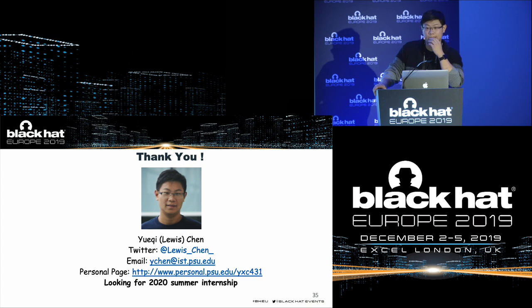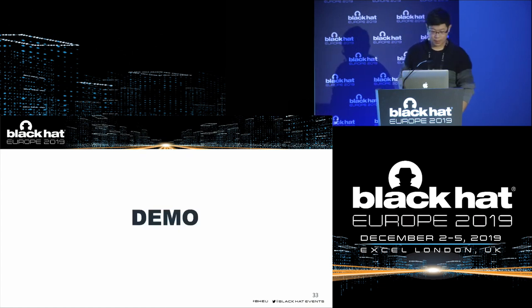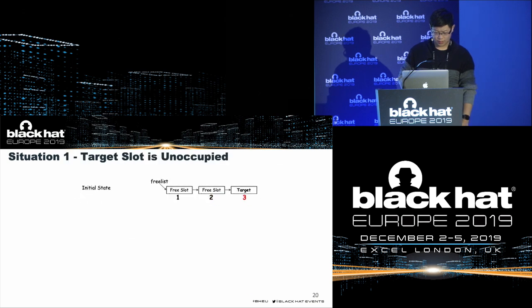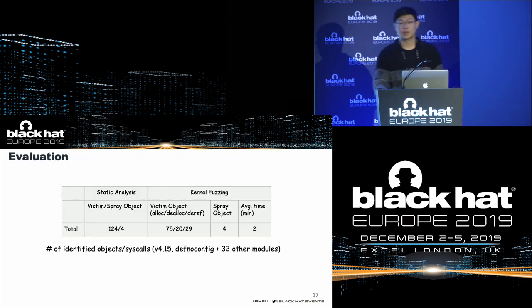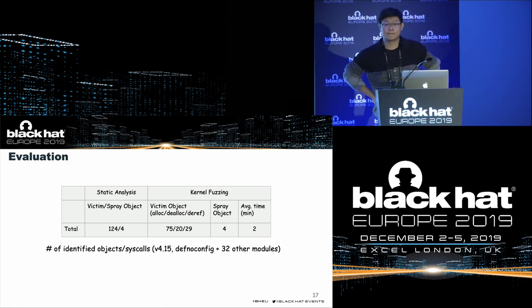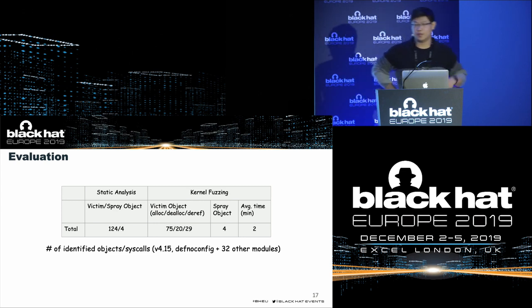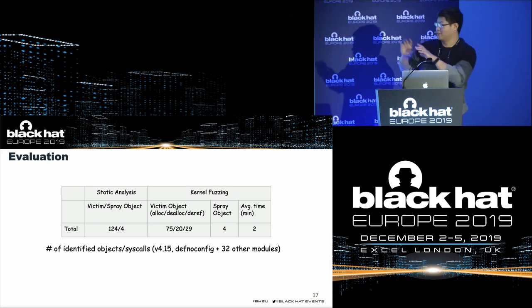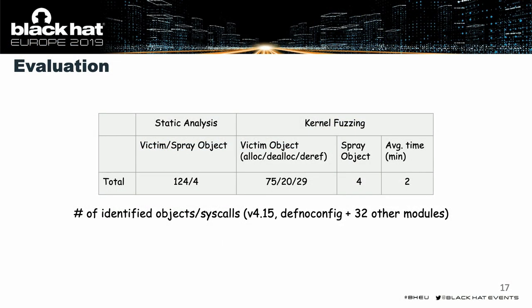But when you showed the numbers, you found 27 vulnerabilities, 124 victim objects and 4 spray objects, but they don't have to be necessarily the same size or the same type. Yes, they are not of the same type. It's just in total 124, and I didn't classify them into different types or sizes. So if, for example, a vulnerability can allow you to deal with objects of some certain size that doesn't have a matching spray object, what do you do?